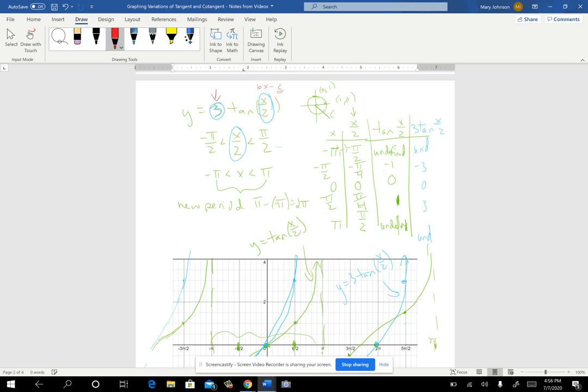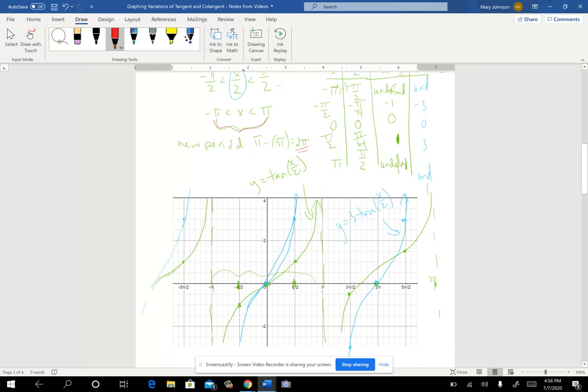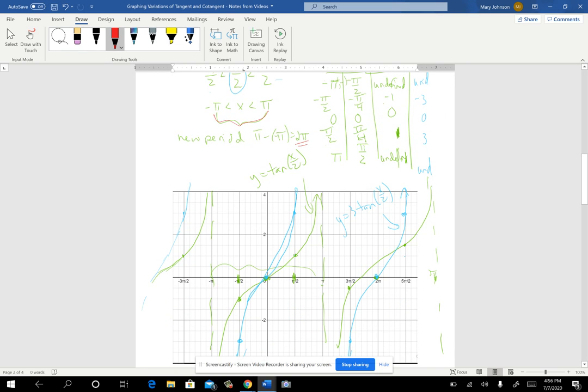And then what actually happened because of that divided by 2 is it affected the period. Your new period was 2 pi, so it stretched everything out horizontally. Your old period that was like -pi/2 to pi/2 is now -pi to pi. So it was pulled horizontally.